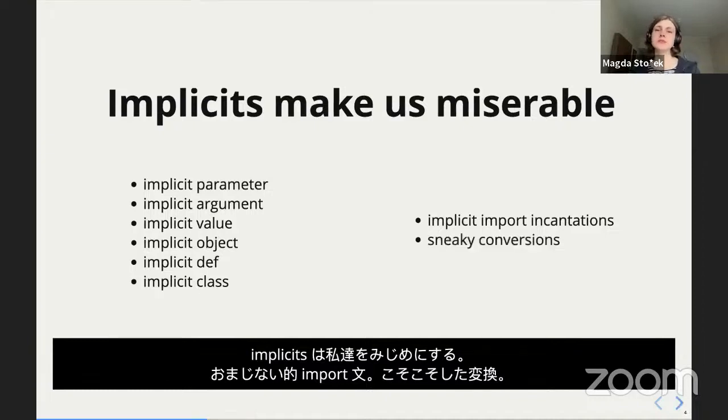And sometimes it can be the other way around. Sometimes you can import too much and you don't even realize that you have some implicit conversion in the scope. And then your compiler treats some types as if they are some other types. And weird behavior can happen from that.